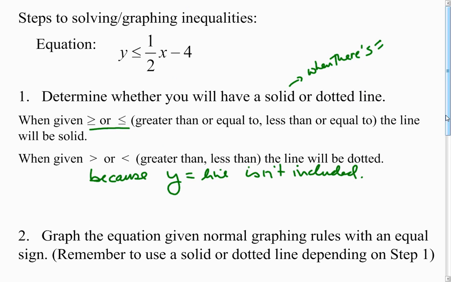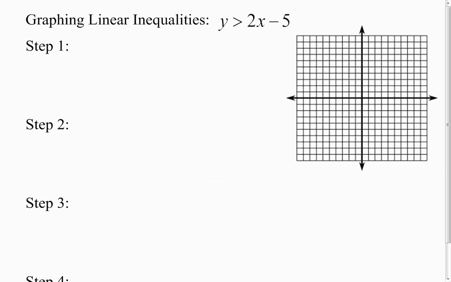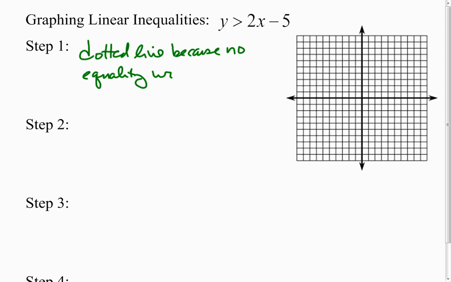Okay? So you graph it as if with an equal sign, so you'd have y equals 1/2 x minus 4. The only thing is that you would do a dotted line or a solid line depending upon what the equality was. So like in this case here, step 1, we're going to use a dotted line because there's no equality with the greater than sign.